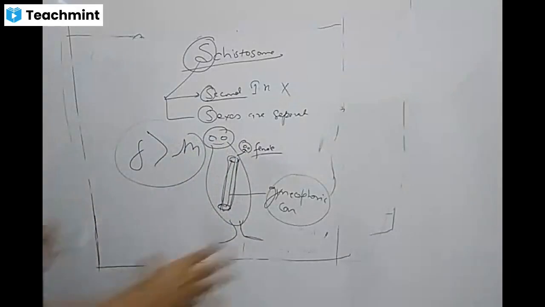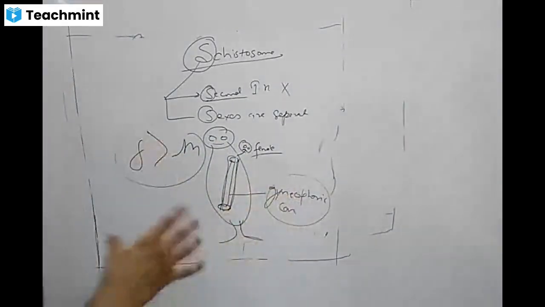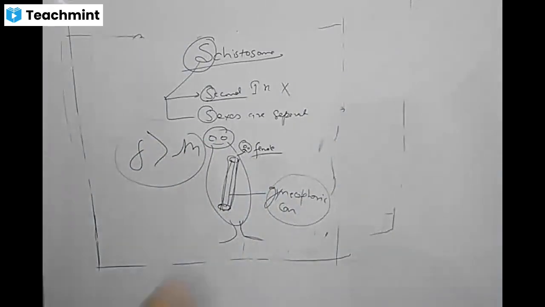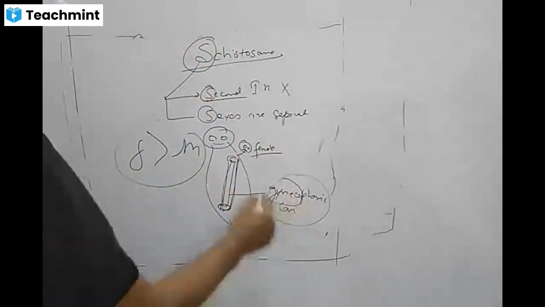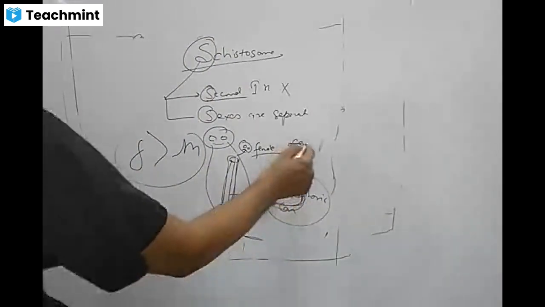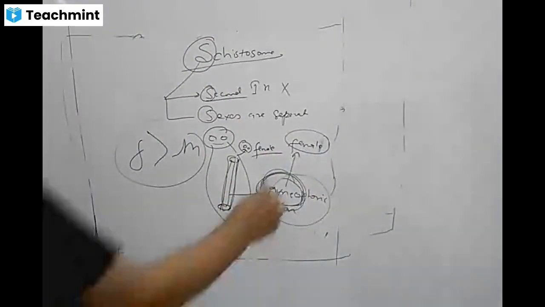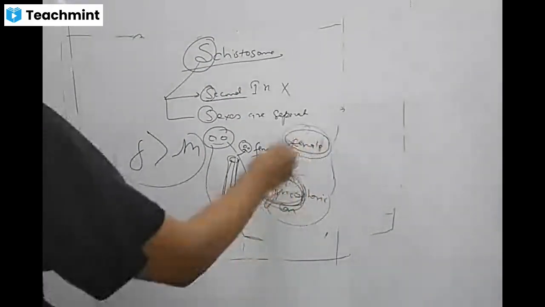So this is one of the MCQs asked in some competitive exams: which of the following flukes or trematodes carries the gynecophoric canal? You can remember it from the word gynecology. Gynecology is related with the female. So in the gynecophoric canal, the female will be present.